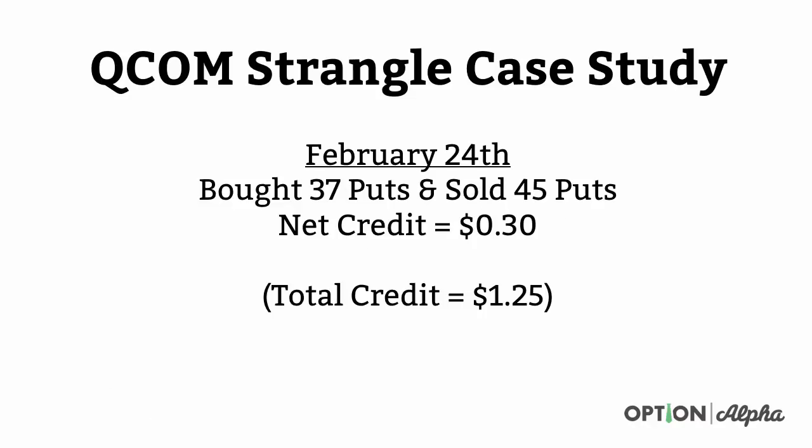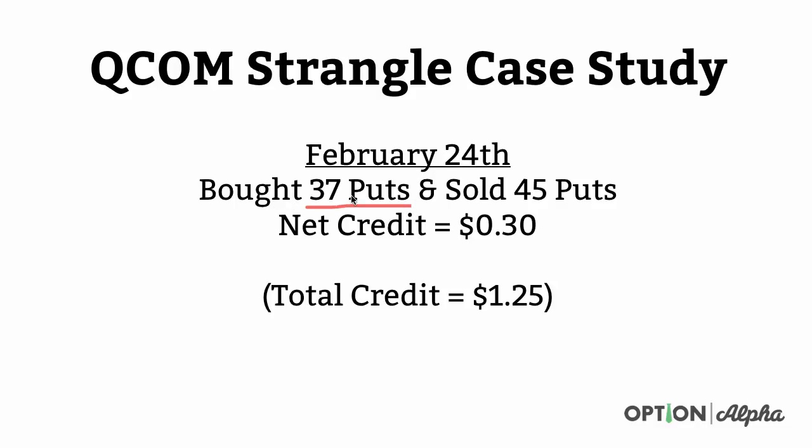So what we ended up doing on February 24th is we rolled up our 37 puts. Now again, notice we did not touch the call side. We didn't roll the call side. We left it there. We realized it was going against us, but we're not going to compound our losses by moving that call spread side.